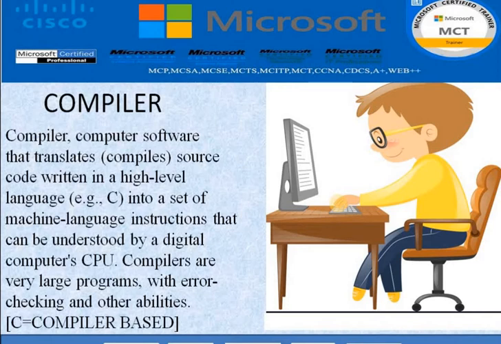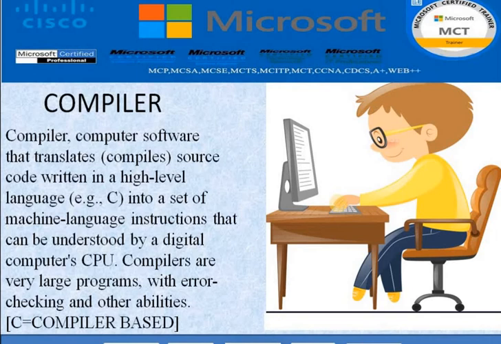So that's why the code written in a high level language is translated into a set of machine level language instructions, that means 0 and 1, so that your processor can understand, that means your digital computer CPU can understand. Compilers are very large programs with error checking and other abilities. It's a big program. But don't worry guys, you are not going to write code to develop the compiler. The compiler is already built, the translator is already made for us. We simply need to understand the coding in the C programming language, where only 32 keywords are there. It's quite easy actually.